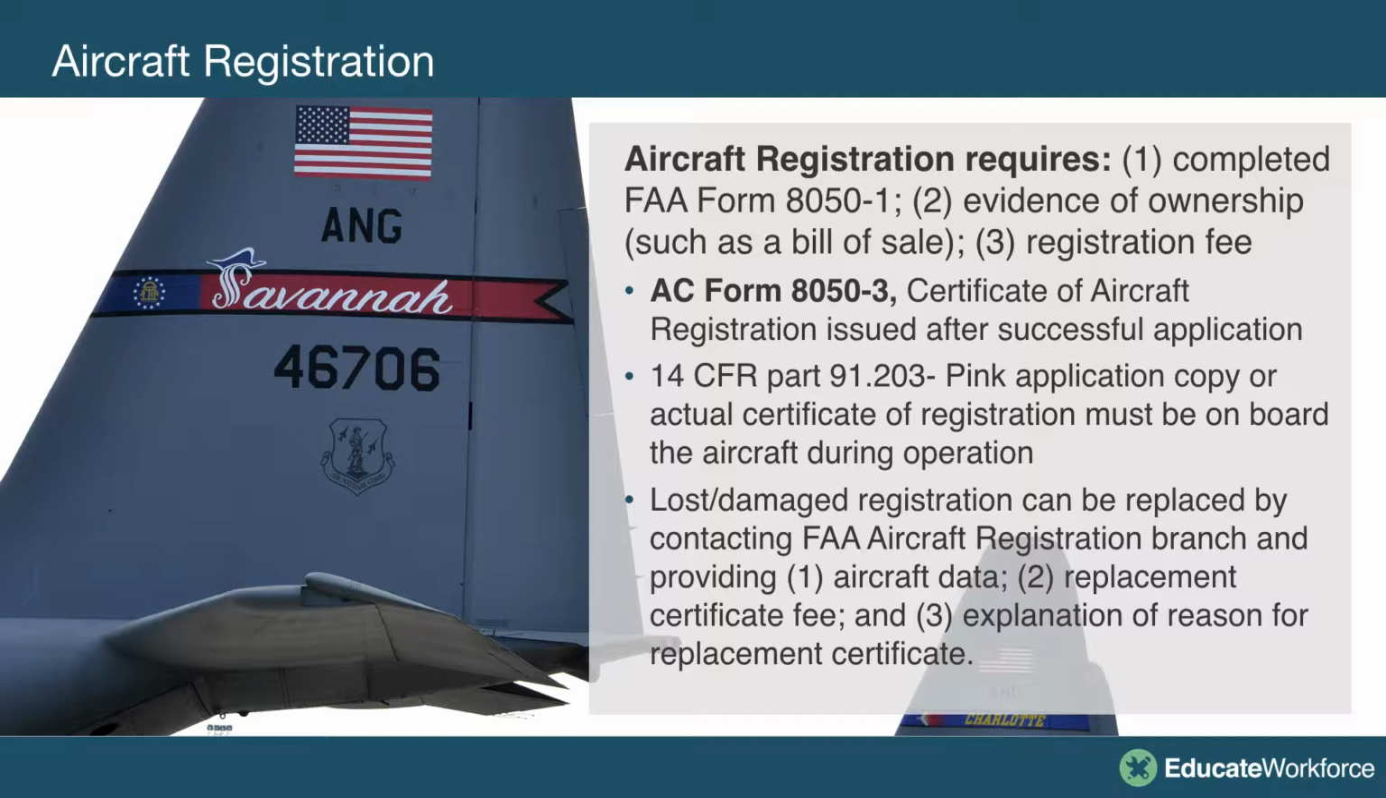Per Part 91.203, the pink application copy or the actual certificate of registration must be kept on board the aircraft during operation. Lost or damaged registrations can be replaced by contacting the FAA Aircraft Registration Branch and providing aircraft data, the replacement certificate fee, and an explanation of the reason for the replacement certificate.